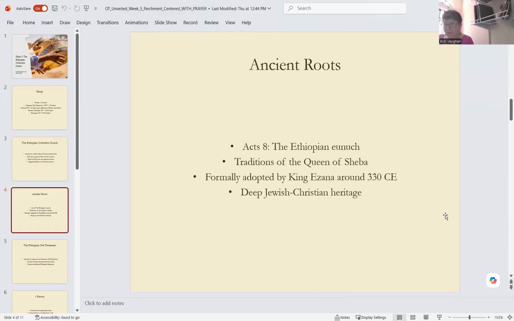So Philip goes up to him and says, "Do you understand what you're reading?" And the man said, "How can I unless somebody guides me?" So Philip climbs in the chariot, explains the passage, proclaims Jesus, and the Ethiopian eunuch is baptized right there on the side of the road. It's one of the earliest conversion stories in the Bible, and it's an Ethiopian.